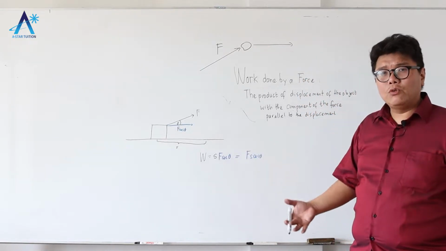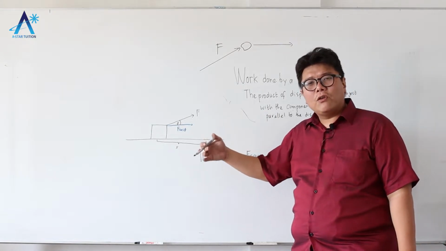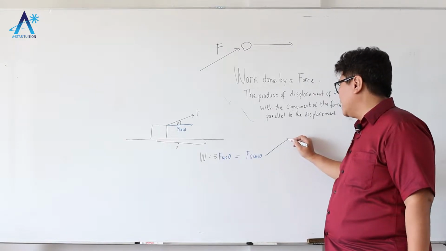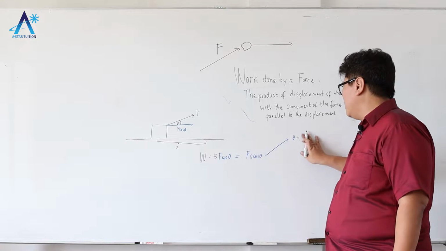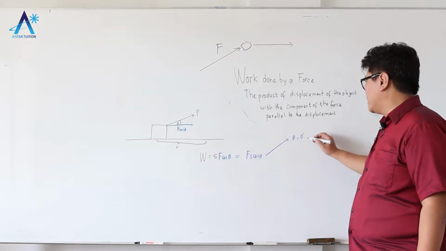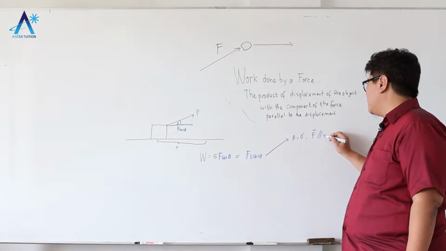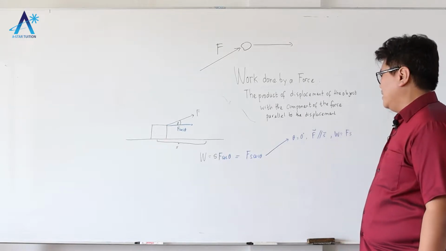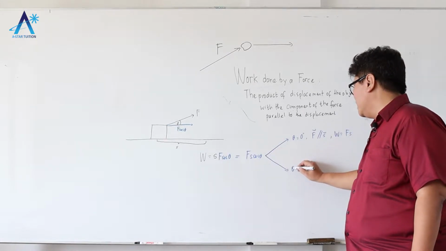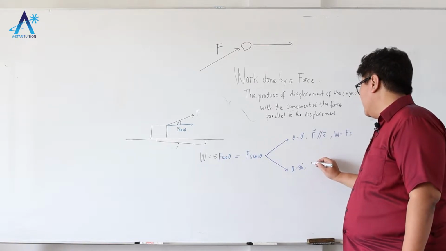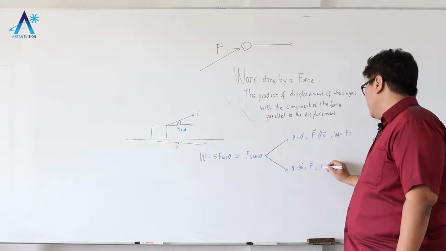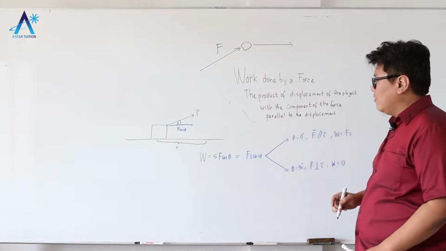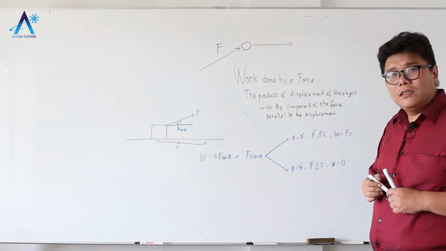Now in a lot of situations where the force itself is already parallel to the displacement, then theta is 0. So in that case, when theta equals 0 degrees, in other words, the force is parallel to the displacement, then the work done is simply the product of F and S. On the other hand, when the angle is 90 degrees, the force is perpendicular to the displacement, and in that case the work done by this force is equal to 0. Cos 90 degrees equals 0.